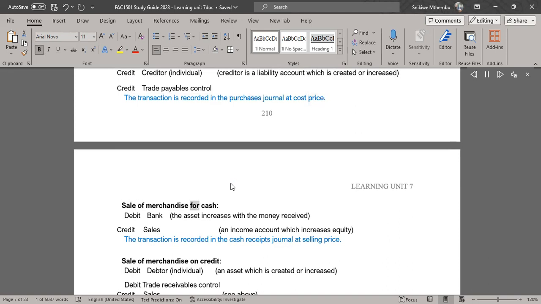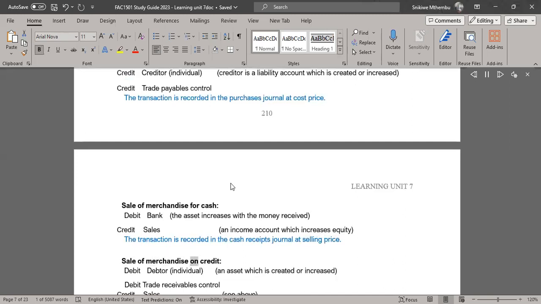Sale of merchandise for cash. Debit bank, the asset increases with the money received. Credit sales, an income account which increases equity. The transaction is recorded in the cash receipts journal at selling price.